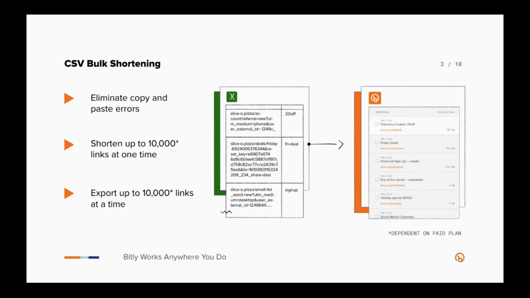How many links you can shorten at a time depends on the paid plan that you have. Basic users can shorten up to 100 links at a time. Premium customers can shorten and export up to 3,000 links at a time. And enterprise customers, you can shorten and export up to 10,000 links at one time. Now I'll turn it back to Hannah, who will show you how to do this in our application.